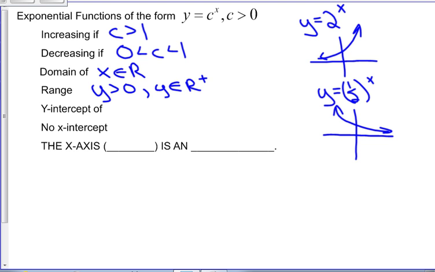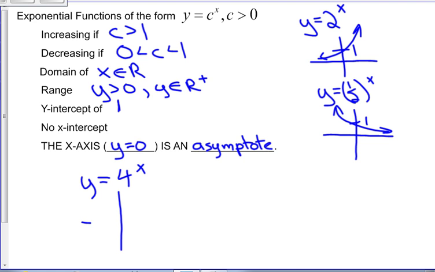There's a y-intercept on these basic graphs of 1. And that's because anything to the power of 0, except 0, is going to give you 1. So y-intercept of 1, no x-intercept. And the x-axis, which is the line y equals 0, is an asymptote. The curve gets infinitely close, but never touches. So in its most basic terms, something like this: y equals 4 to the power of x. We'd know that that's an increasing function. It goes through a y-intercept of 1, gets steeper and steeper to the right, and asymptotic to the x-axis on the left.